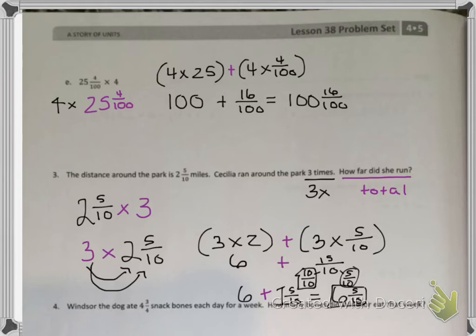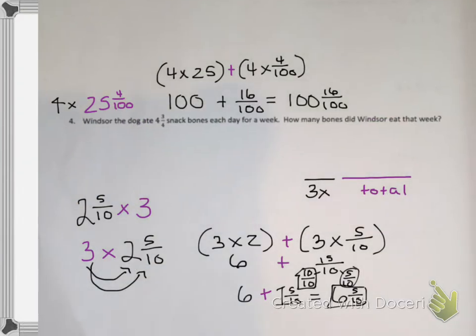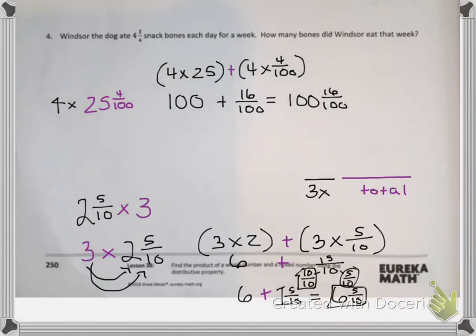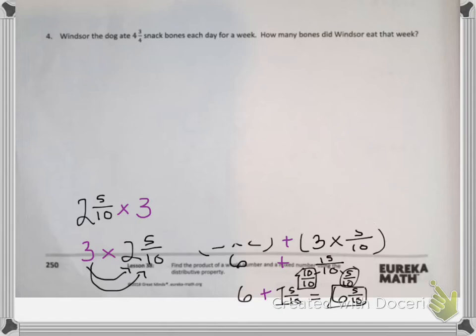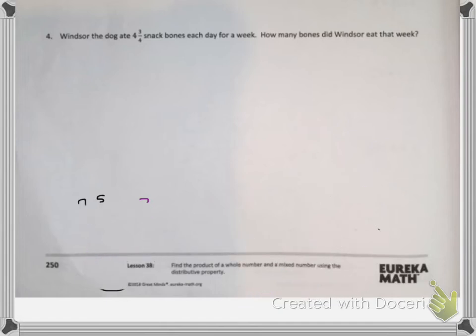All right, let's do our last problem. Our last word problem. Let me erase this. Excellent. Windsor the dog ate 4 3/4 snack bones each day for a week. How many bones did Windsor eat during that week? So Windsor the dog ate 4 3/4 bones each day for a week.